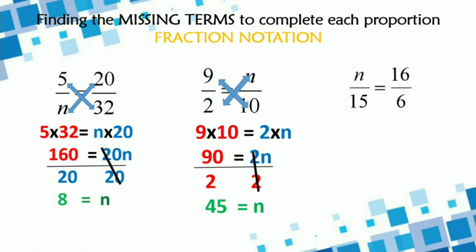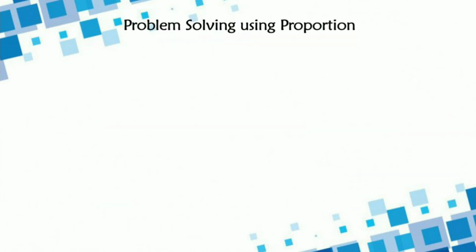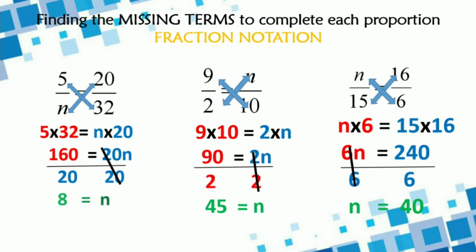We have n is to 15 is equal to 16 is to 6. Okay, cross multiply. N times 6 is equal to 6n. And then 15 times 16 is equal to 240. Divide both side by 6. Cancel out yung 6. Our n is equal to 40. Okay, so that's how we find the missing term in fraction notation.